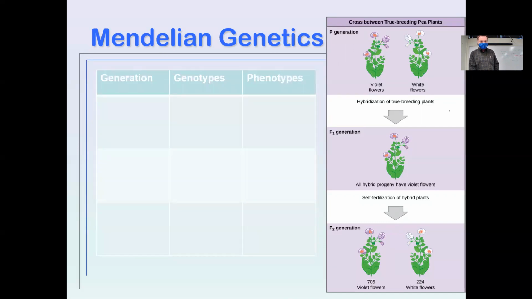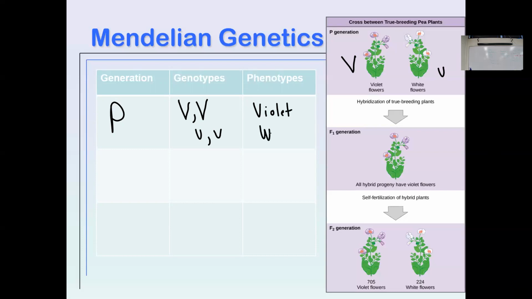Okay. So this is what we see happens. So the P generation, the genotypes here, we'll say capital V for violet and lowercase v for white. Okay? So capital V for violet, lowercase v for white. Those are the genotypes in the parental generation. The phenotypes, what we actually observe, are the violet and the white. In the F1 generation, we observe they're all violet, they're all purple.